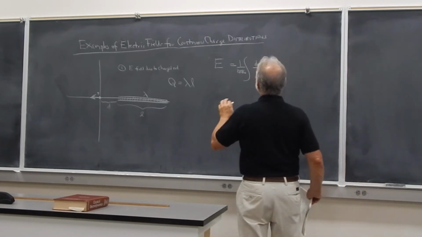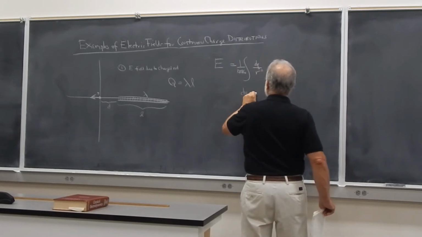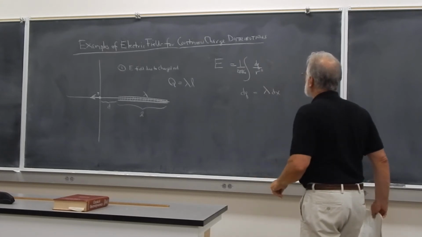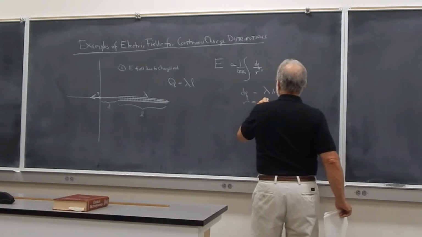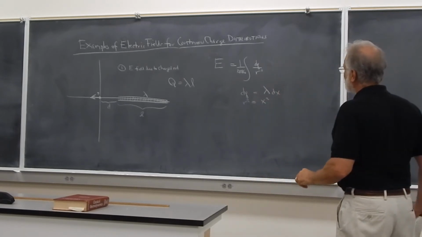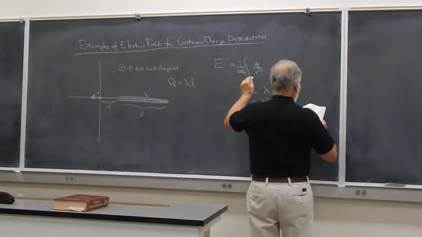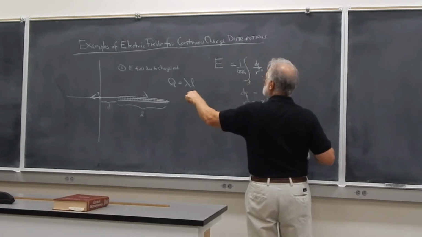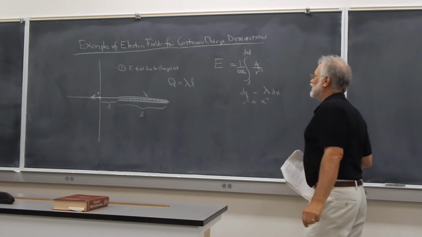I can write dq as lambda dx, from the x direction. I can write r squared as x squared. And I have to integrate over the length of the rod. That is to say, I'm going to integrate from d, because the rod's a distance d from the origin, to d plus L.